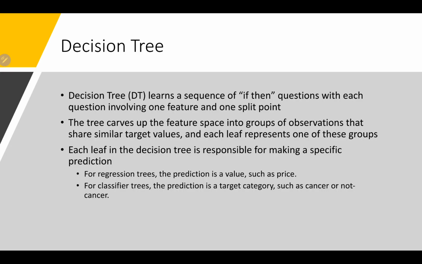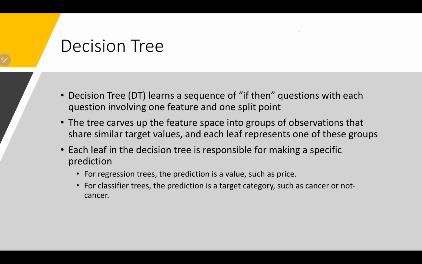A decision tree learns a sequence of if-then questions, with each question involving one feature and one split point. The tree carves up the feature space into groups of observations that share similar target values, and each leaf represents one of these groups, right?